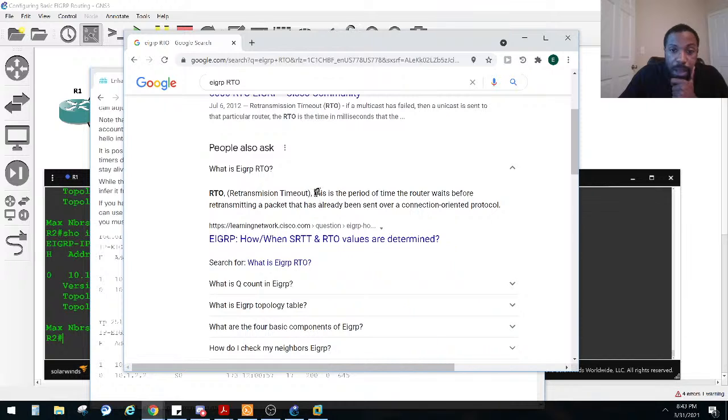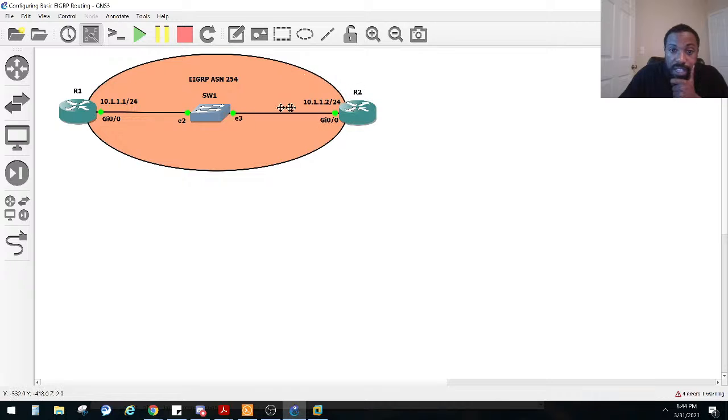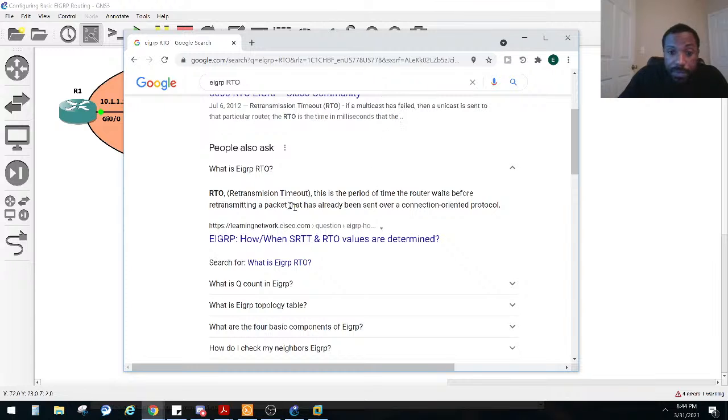So retransmission timeout, this is the period of time a router waits before retransmitting a packet that has already been sent. So if he sent a packet over there, he's got to wait. I'm still waiting. I didn't get a reply yet. That's how long I'm going to wait before sending another one, right? Before retransmitting. Yeah. So over TCP, though.